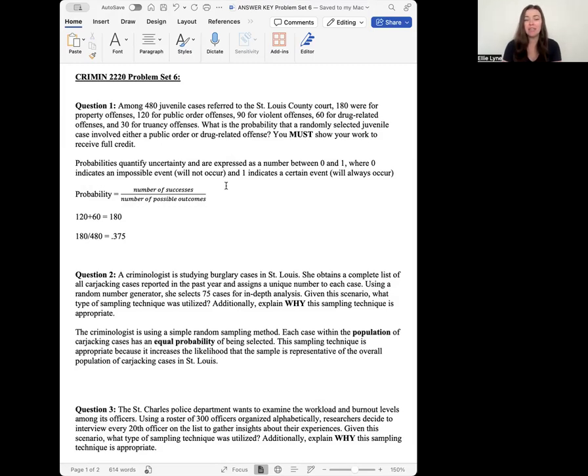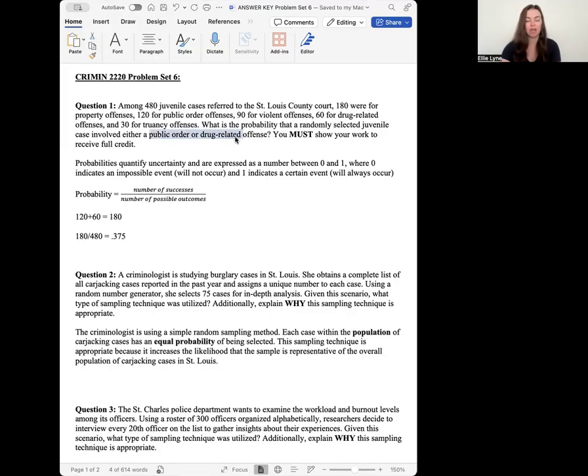I think a key here, and where some of you ran into a little bit of trouble, is this aspect here, that this is a number between 0 and 1. There is no reason to convert this into a percentage at this time because we are simply just looking at the probability here. And so keep that in mind as we move forward with future problem sets as well as quizzes. And so again, looking back at the problem here, we need to figure out public order or drug-related offenses.